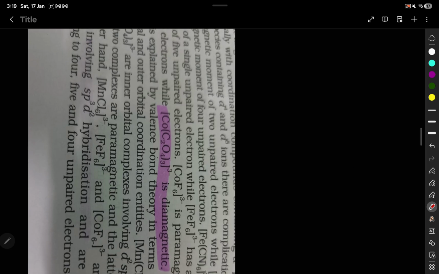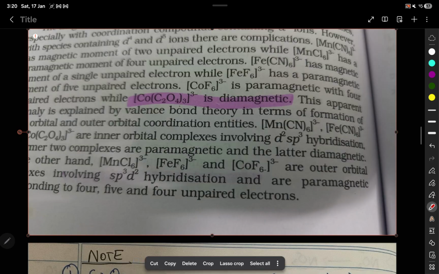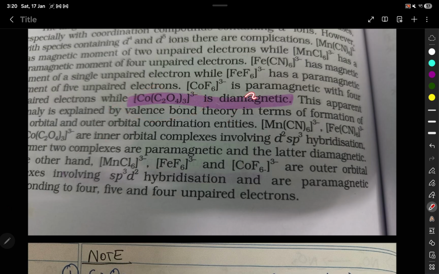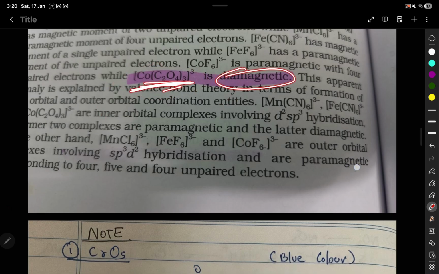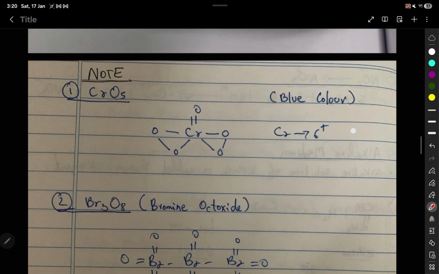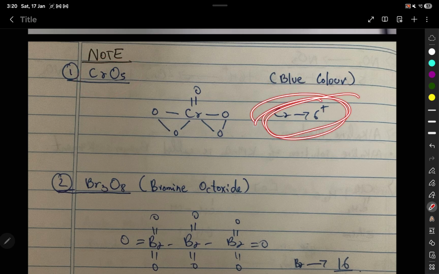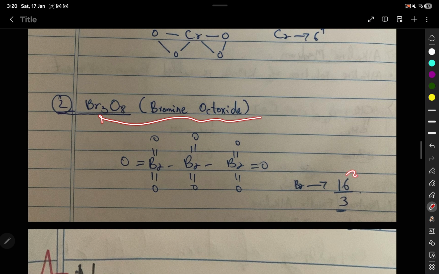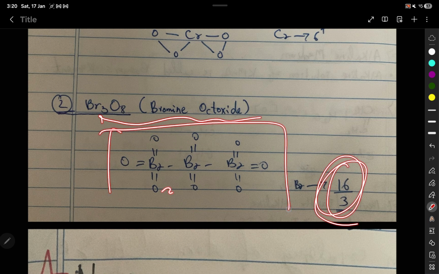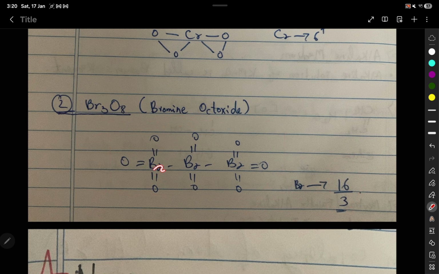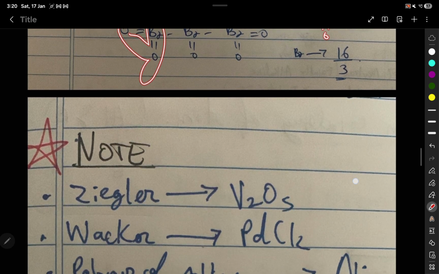Okay, and as you can see from this picture, Mahi has sent that, for some reason, the oxalate complex is diamagnetic, even though oxalate is a very weak ligand. Then you have the CrO5 butterfly structure, which is blue color. Also, amyl alcohol turns blue in this, and it is Cr6+. And then you have bromine octoxide, where you have to mug up the N factor, or you could say oxidation state, and mug up the structures, which is Br with double bond O, double bond O, double bond O, and you keep spamming that.